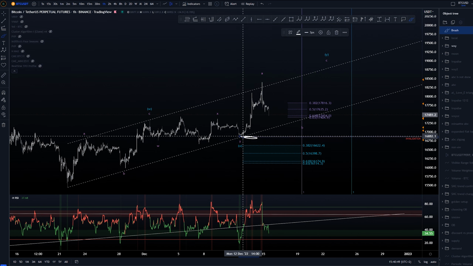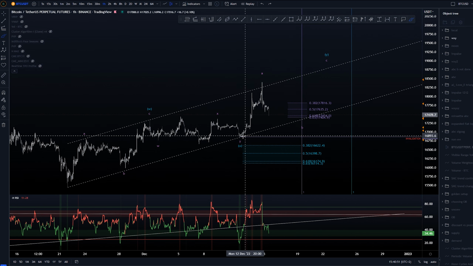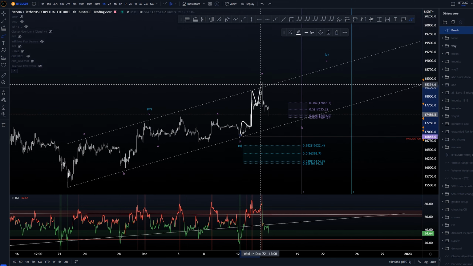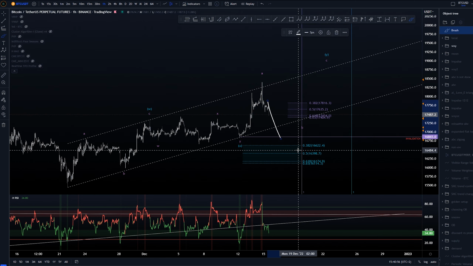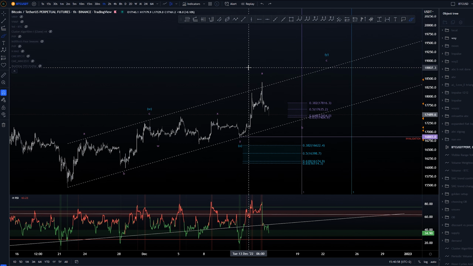If we take out this low of 16.8k, then this is gone, because again, this would be the start of something as a 5-wave structure. If we go below here, then this is invalidated. Pretty simple in my opinion.